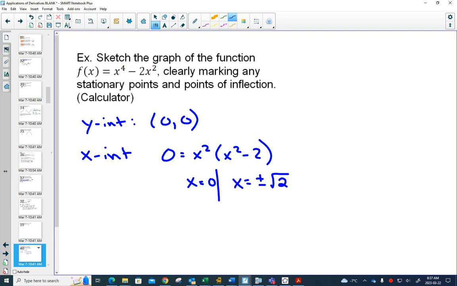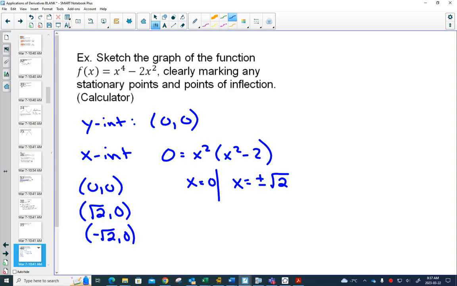Because if you make that equal to 0, you can move the 2 over to the other side and square root both sides. It's not a pretty number, like a whole number, but it's still something that we can solve. So we know that our x-intercepts are (0, 0), (root 2, 0), and (negative root 2, 0). So in the preliminaries, we've already got 3 points that are going to help us with our graph.